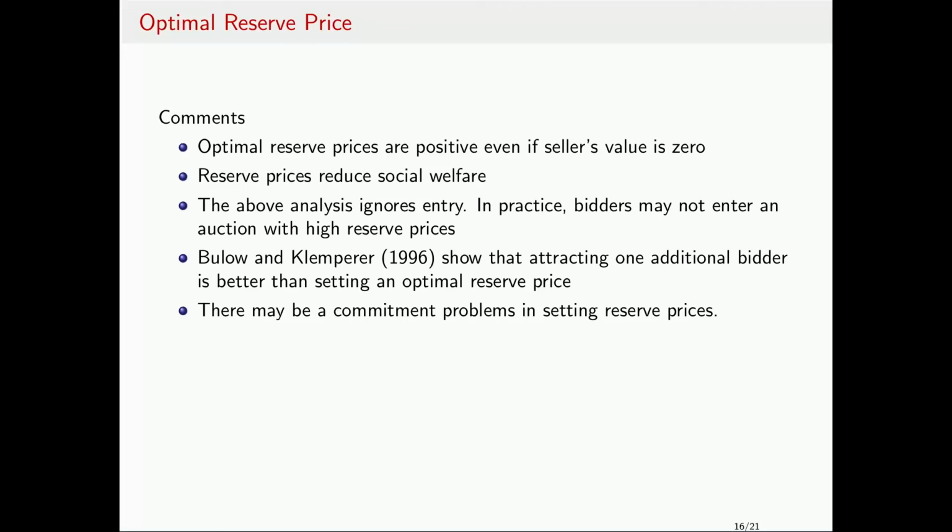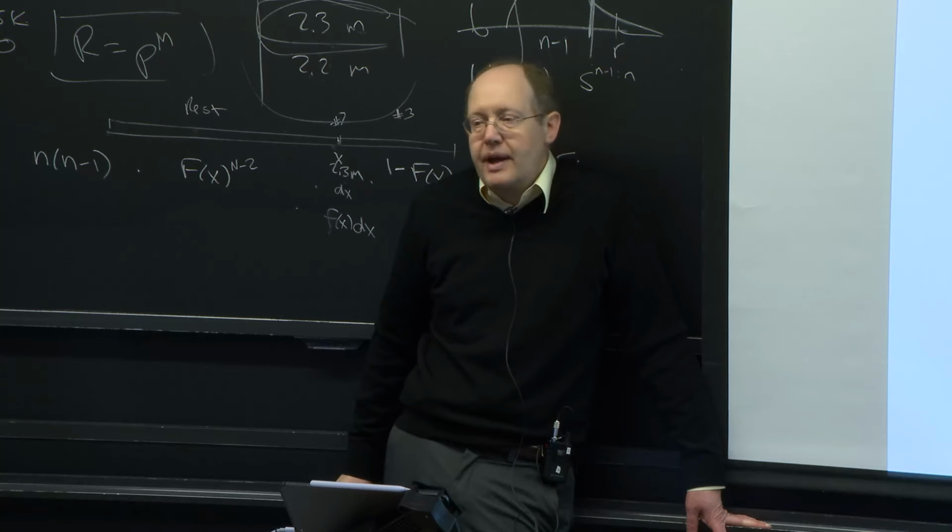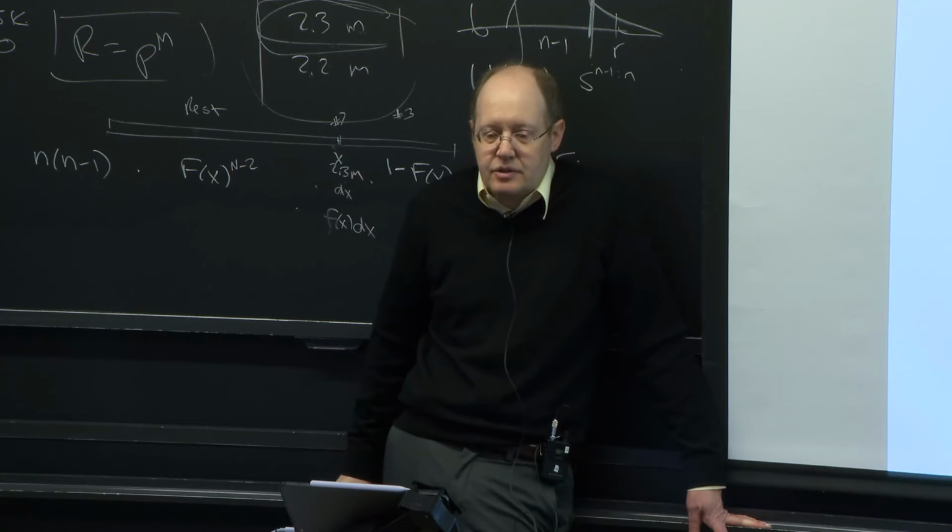Some comments here. Reserve prices are positive even if the seller doesn't have any value. Reserve prices do reduce social welfare. So this is an inefficiency of auction mechanisms: if you use reserve prices, they create deadweight loss. Now, they only create deadweight loss if all the bidders have values below the reserve price, so it's less of an issue, but it's still a social loss.